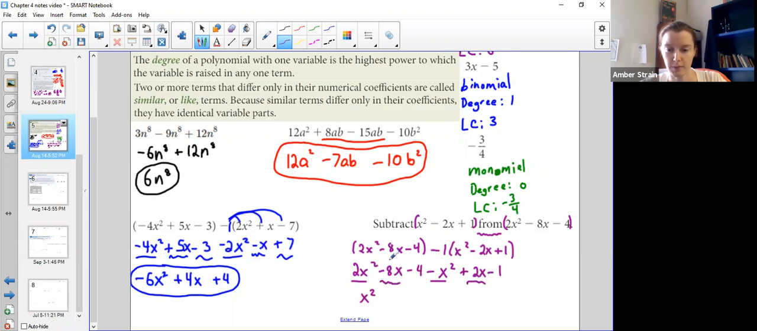8x and 2x. Remember, the sign belongs to the number behind it, so it'd be a negative 8 plus 2 would make a negative 6. And then minus 4 minus another 1. Careful of those negatives, they're sneaky. We'll make a -5.